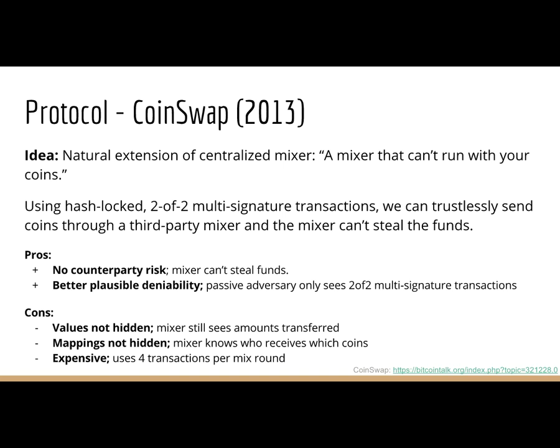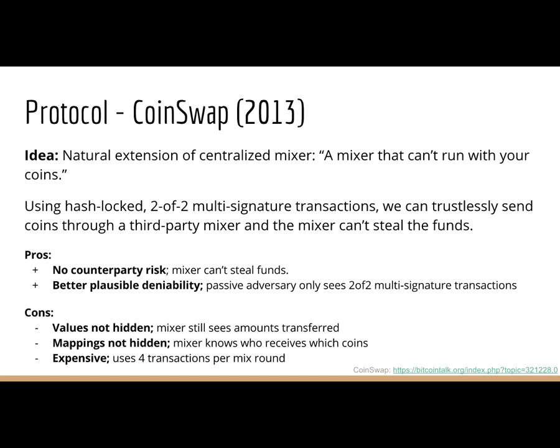That was kind of hand-wavy, but the key point is that you can have this central party, like in the centralized mixer slide, that will actually mix your funds and not be able to steal it. So the good thing with this is there's no counterparty risk. The mixer can't steal the funds. There's also decent plausible deniability, because the 2 of 2 multisig transactions that actually end up on the blockchain look pretty similar to a decent number of other transactions on the blockchain, so they kind of blend in.